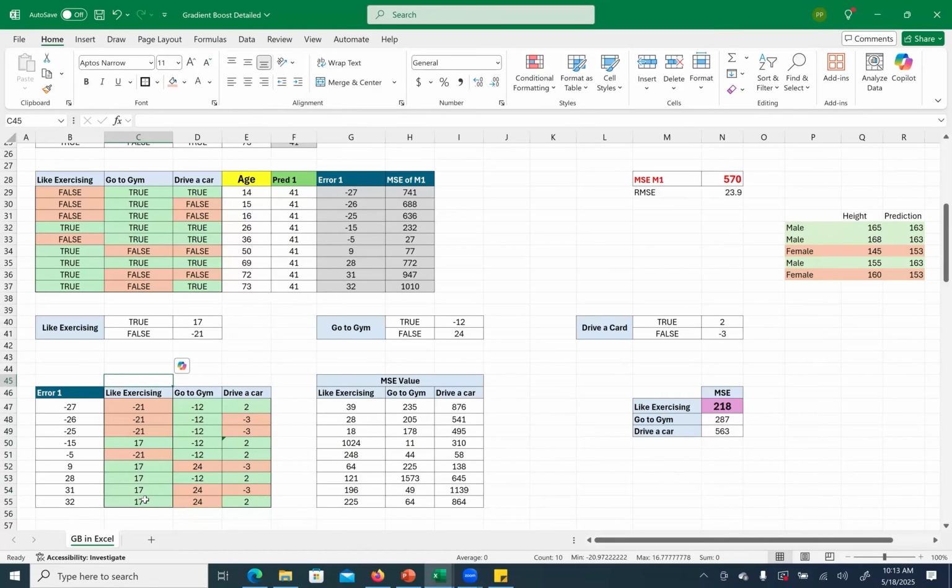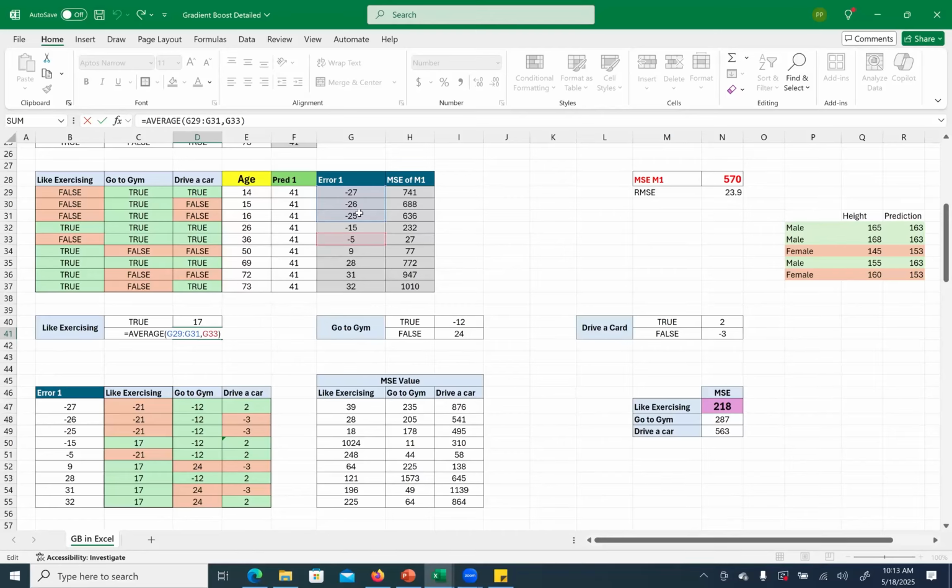Now, why did that come out to be negative? Because the error is sometimes positive, sometimes negative, so if you take an average, that average can be negative. Any question?